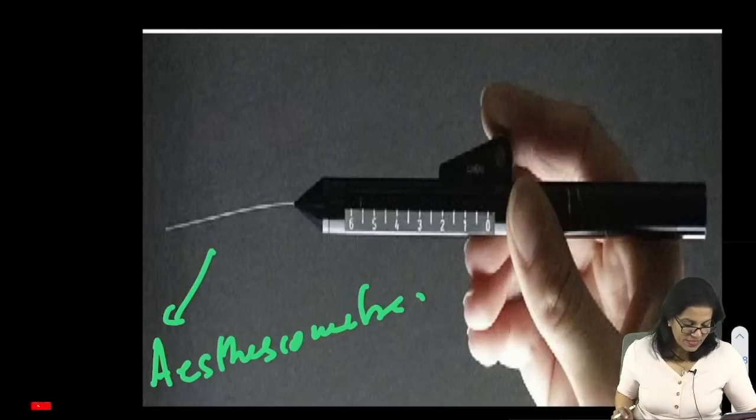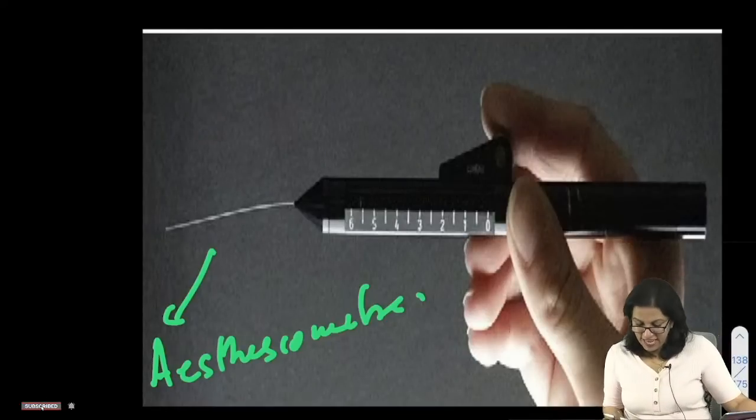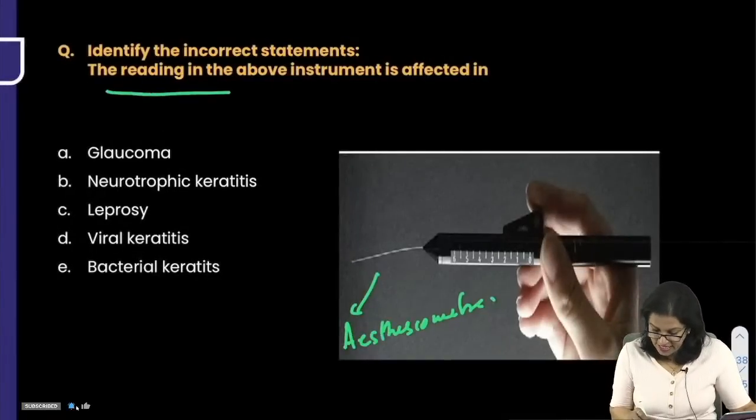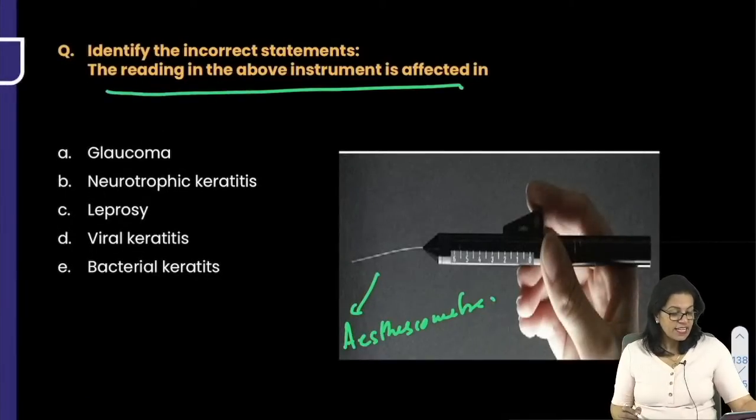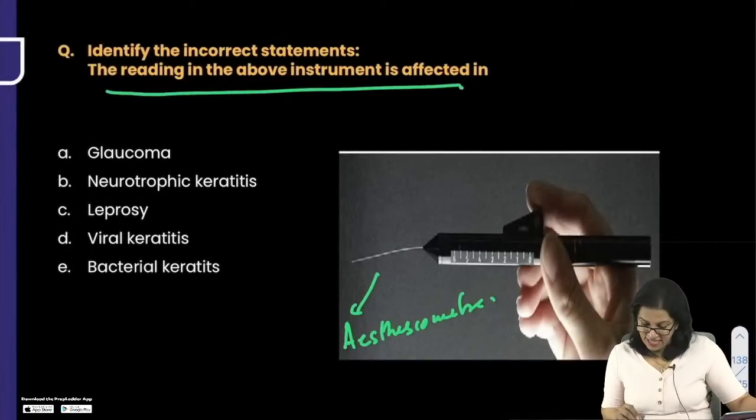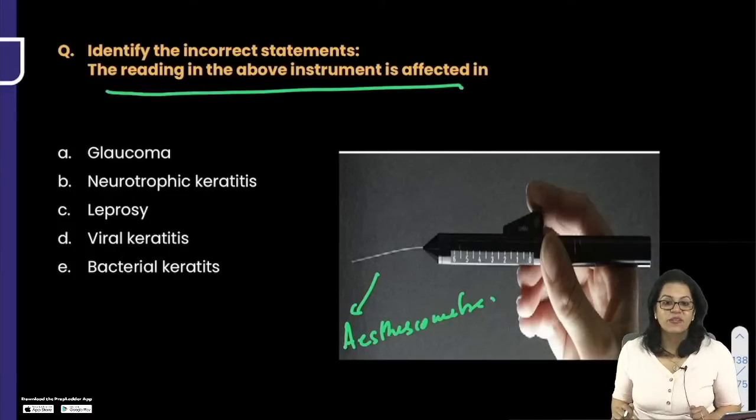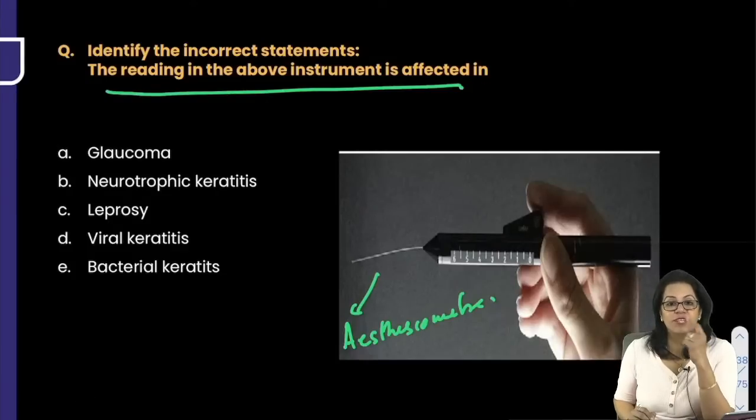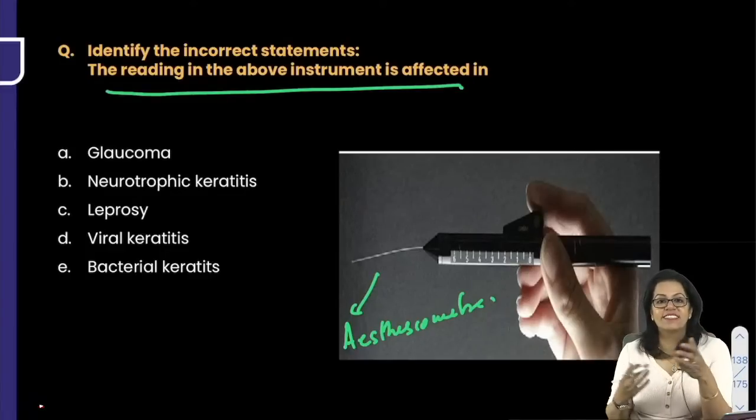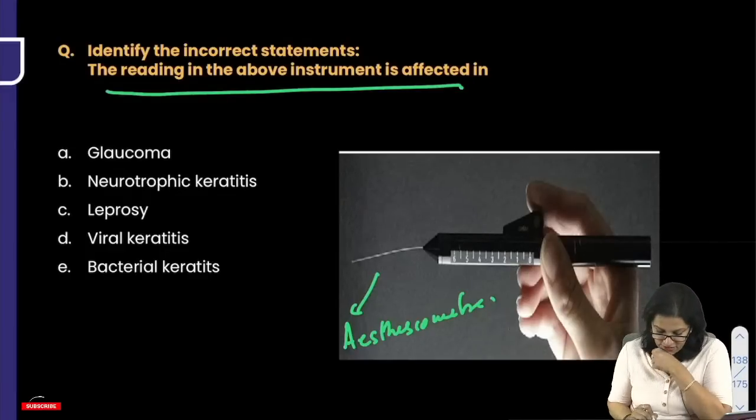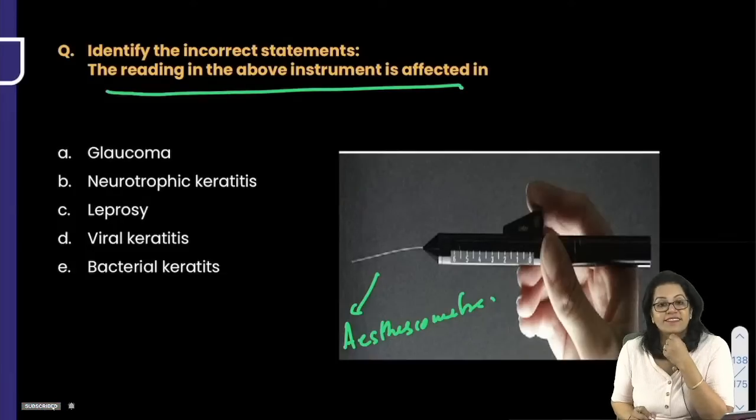Okay, so this was about the aesthesiometer. The question I have given here is that the reading in the above instrument is affected in. What will you answer? What am I asking you here? What are the causes of decreased corneal sensitivity? Okay, can it be glaucoma?